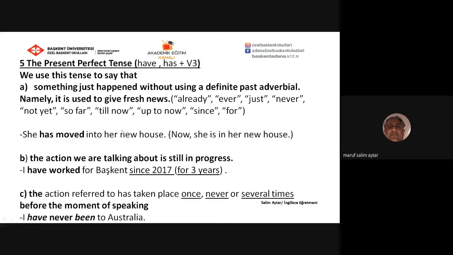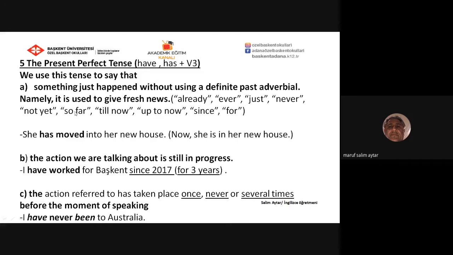Then comes the present perfect tense. Okay, as you can easily remember, we use have plus verb 3 to make a sentence in the present perfect. We use this tense to say that something just happened without using a definite past adverbial. Actually, the time adverbs we use in the past simple, we don't use them in the present perfect.